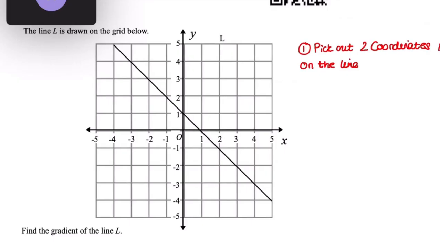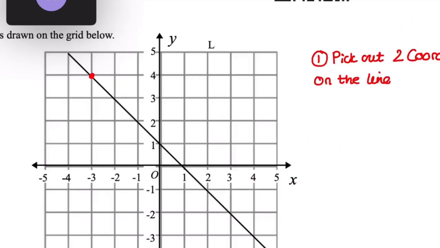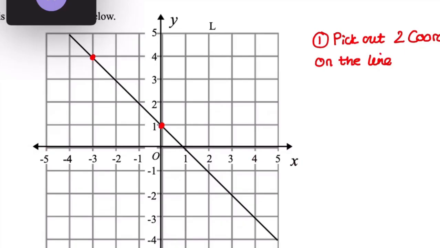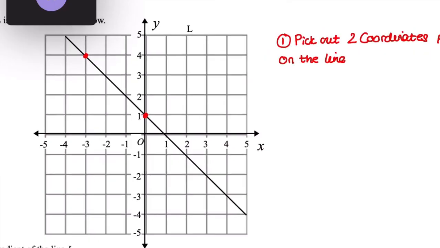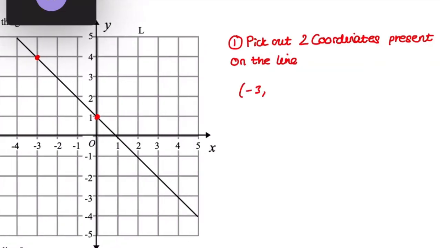For example, on this line, I can see that there is a coordinate over here. This is one of the coordinates, and you can see that's -3, 4. And another coordinate that I can see is this one over here. That's 0, 1. So I'm just going to write down my coordinates. The two coordinates that I have picked out are -3, 4 and 0, 1.